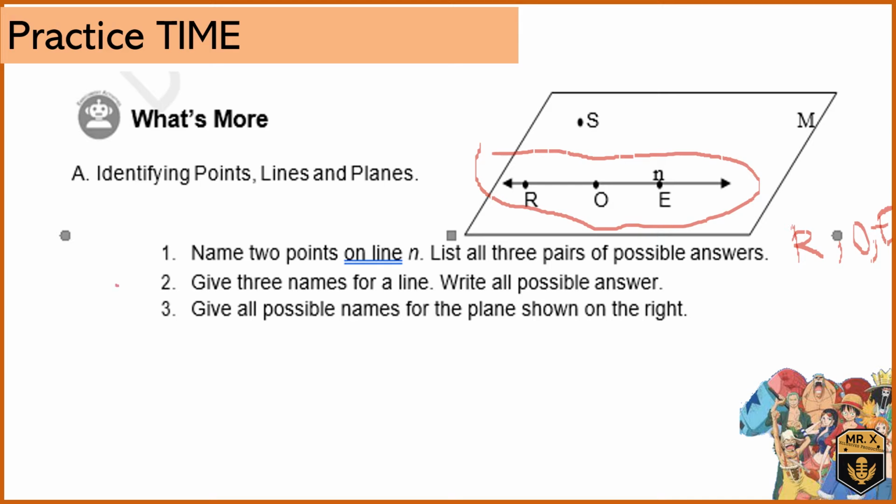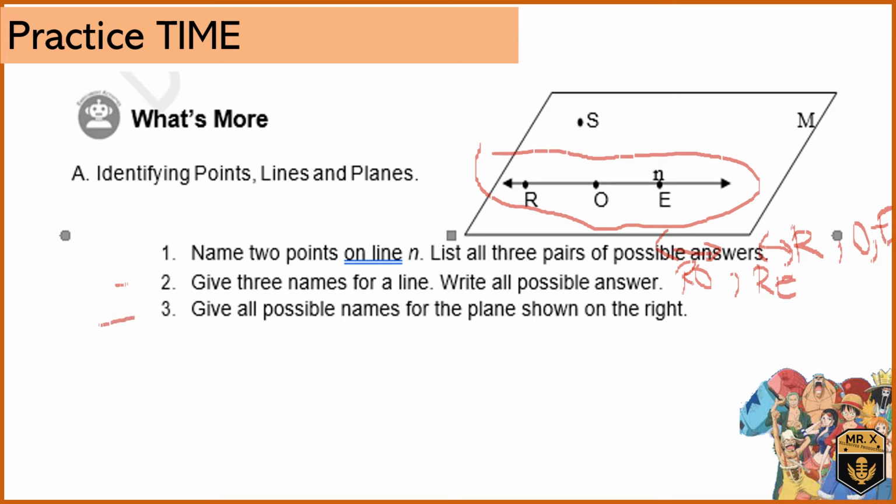Number 2, give 3 names for a line. Write all possible answers. Okay, I will not write all the possible answers, no? But again, in naming the line, we will use 2 letters. We can name this line as line RO. Okay, line RO, that is the symbol. Or line RE. Okay, just choose among these three. If you pick two out of these 3, then you can name that line.